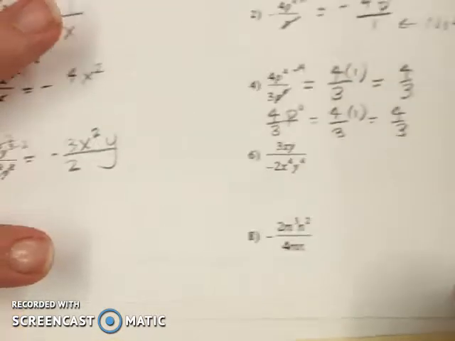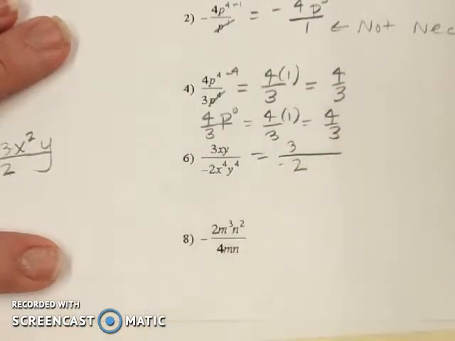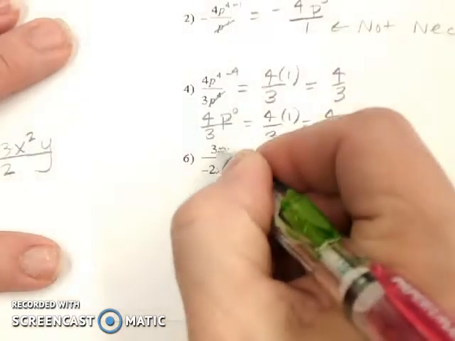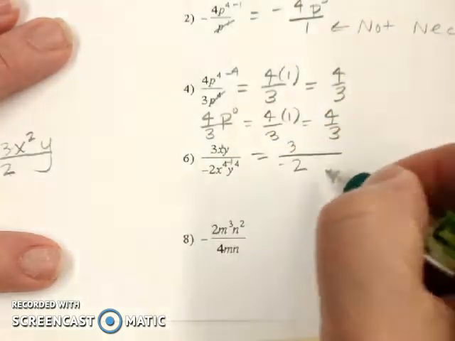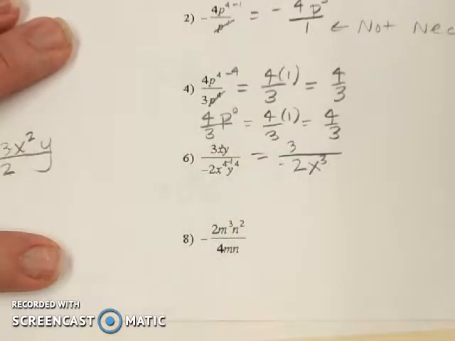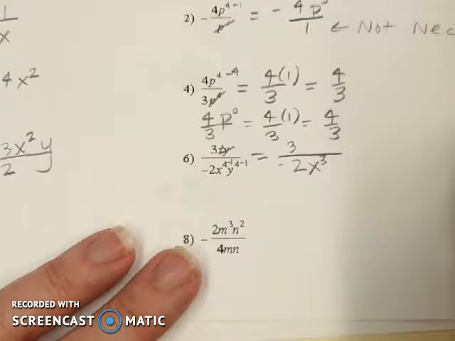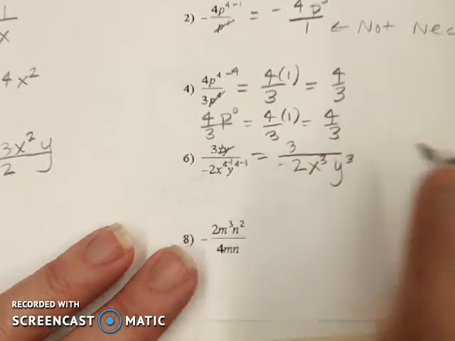For number 6, 3 over negative 2, simplified. There's nothing I can do with that. If you don't believe me, put in 3 over negative 2 as a fraction on your calculator, and it's going to give the same thing I just wrote down. I'm going to subtract x to the first from x to the fourth. Since x to the fourth is in the denominator, x cubed is going to be in the denominator. You're going to always subtract where the bigger number is. So I'm going to subtract y to the fourth minus y to the first, and that's going to give me y to the third in my denominator.